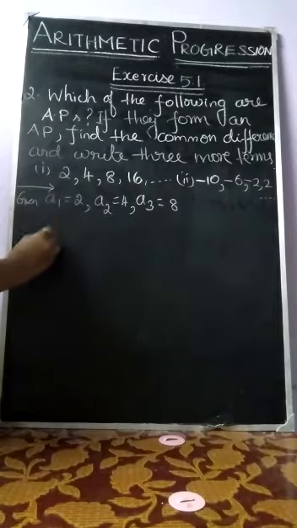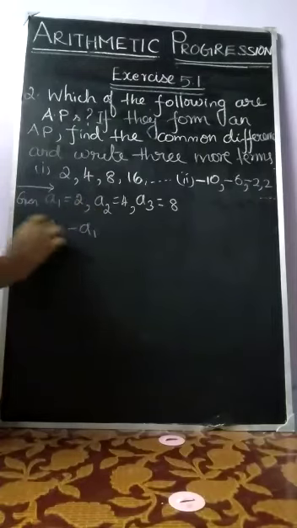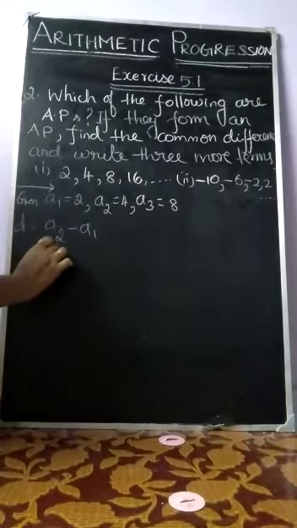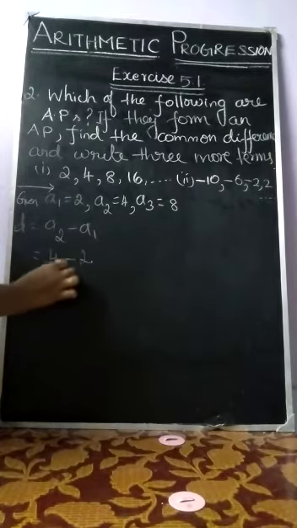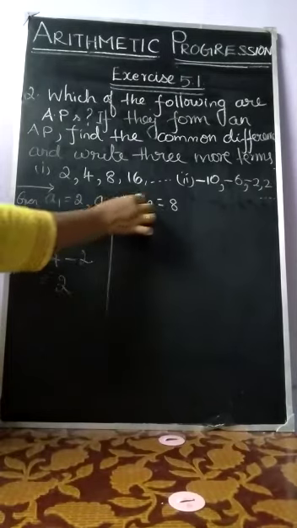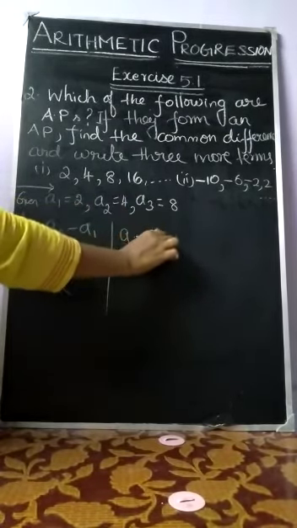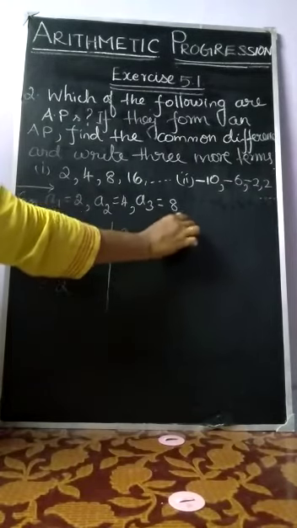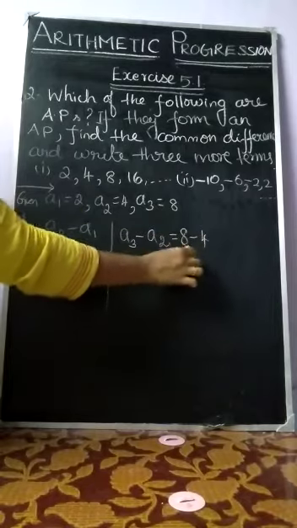Okay. First we have to check A2 minus A1. That is the common difference. Okay. What is the A2 value? 4. A1 value 2. What is the 4 minus 2 value? 2. Okay. That is the first common difference. Next we have to calculate A3 minus A2. What is the A3 value? 8. A2 value 4. So 8 minus 4, what is the value?